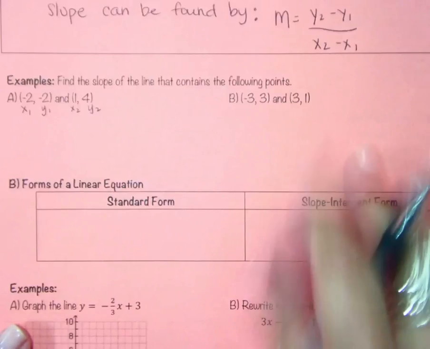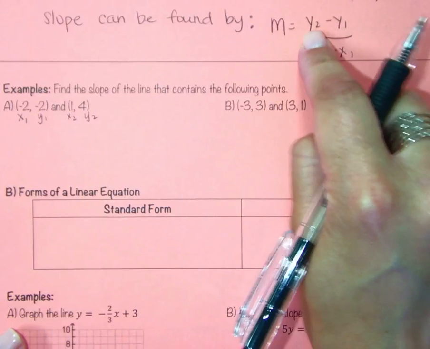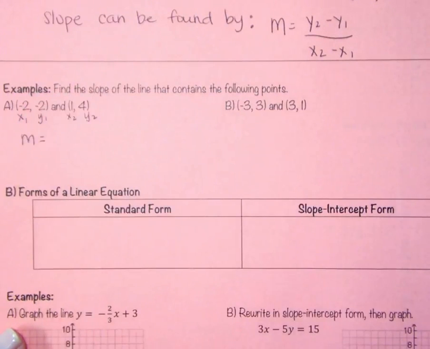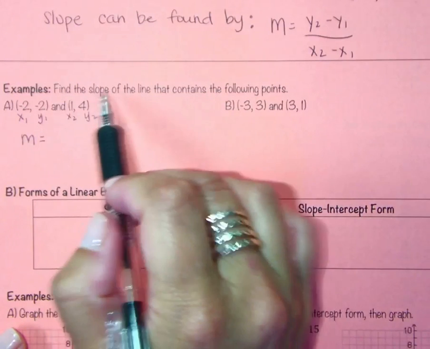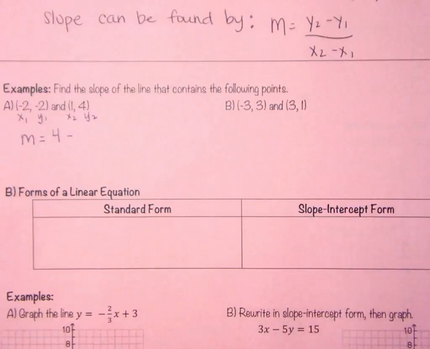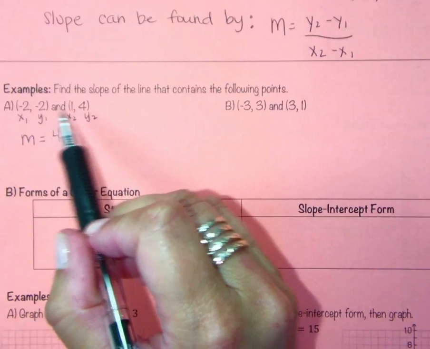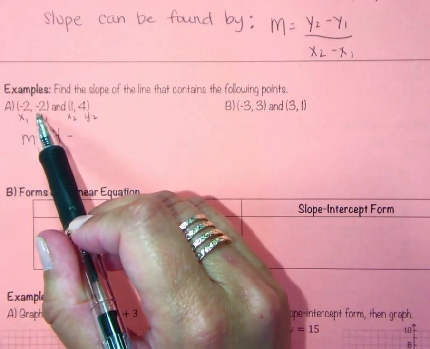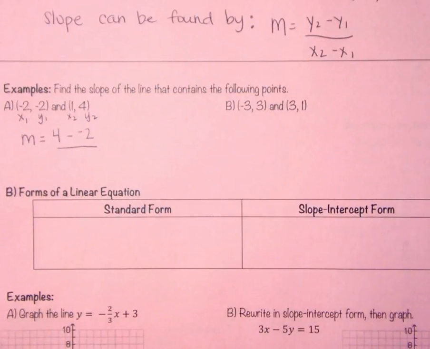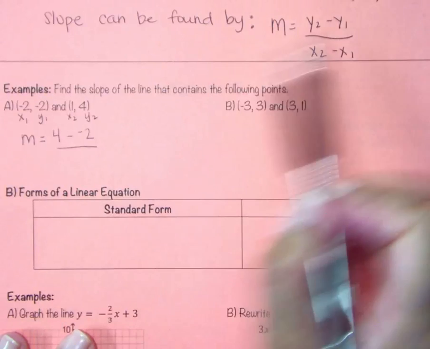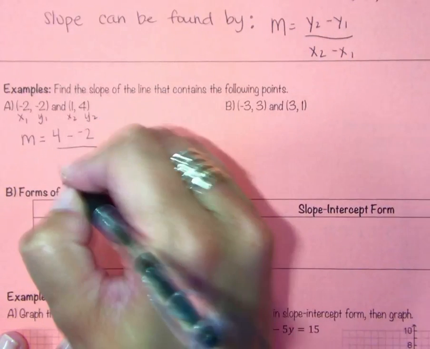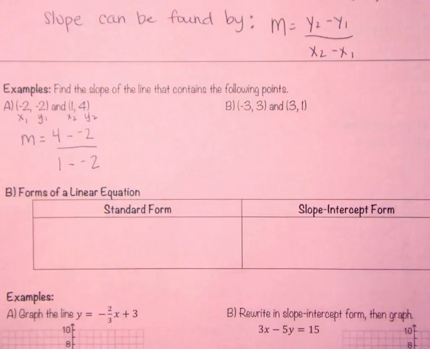So if we follow our formula, we are going to take the value of y2 minus y1. So let's start with m equals, my value of y2 is 4. So I'll take 4 minus, then we just need to be careful here because we're taking minus a negative number. So 4 minus negative 2. And then we're going to take the difference of our x values. Make sure that we go back to x2, which is 1, subtract again a negative 2.